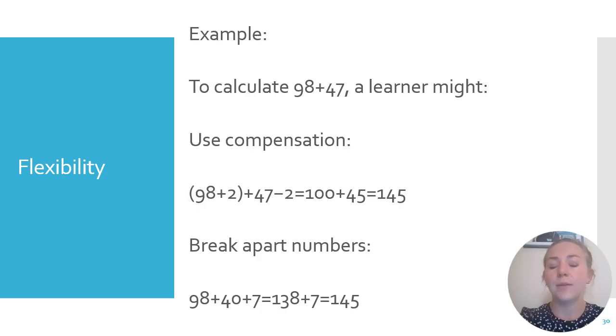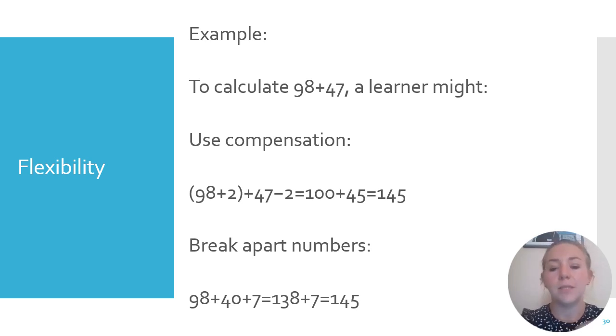So here is a quick example of flexibility in maths. To calculate 98 plus 47, a learner can use compensation. So they can say that I know 98 is close to 100, so let's add 2, and then it's easier to say 100 plus 47, but then we take away the 2 that we added, so we get 145.